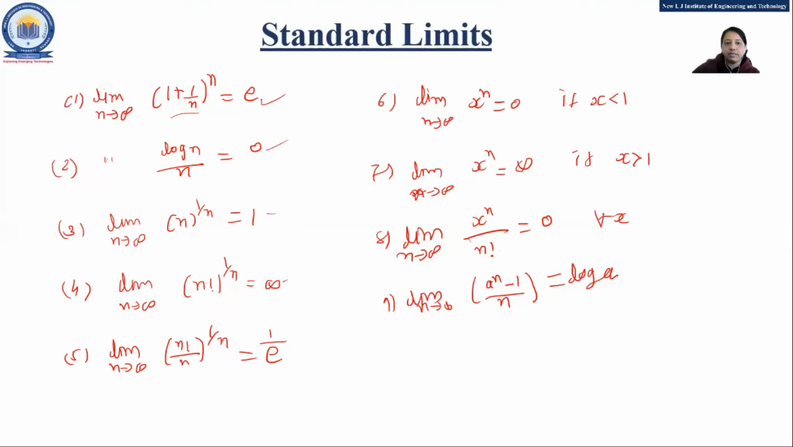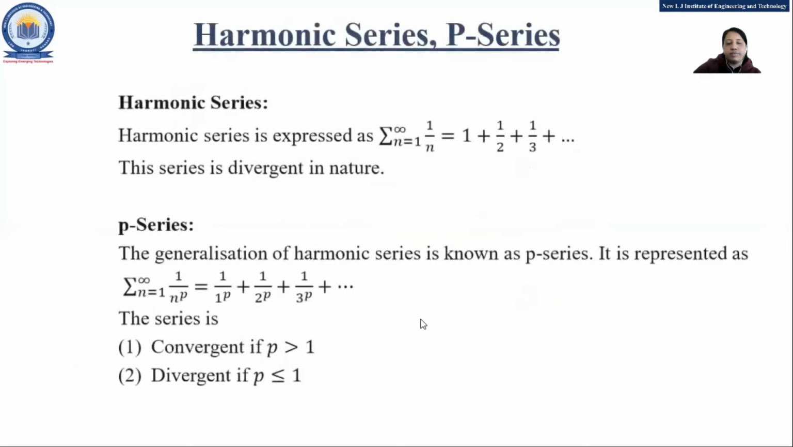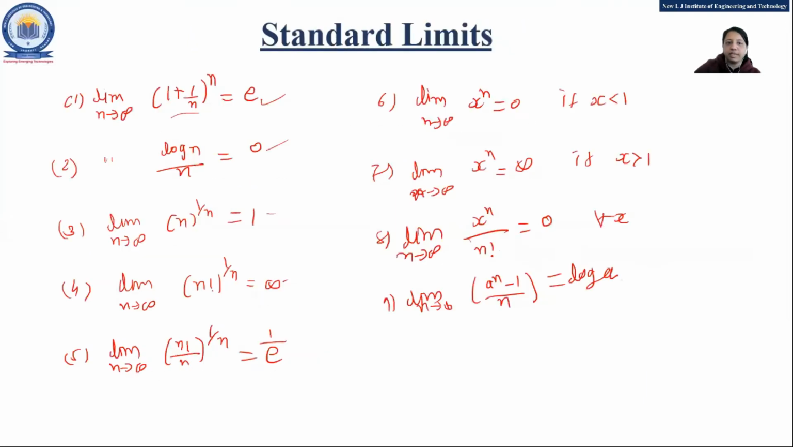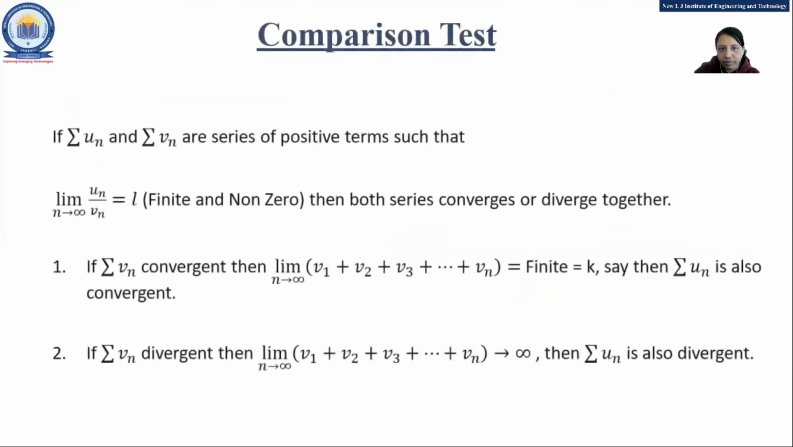So what we have seen: the definition of harmonic series and P series. Before that we saw combining series, that means the definition and two examples. Now we have seen standard limits, and now we will move to the comparison test. The name itself tells you that a comparison of two series is supposed to be there. So let's first go for the concept of that one.